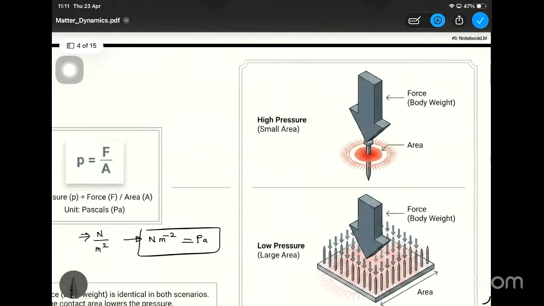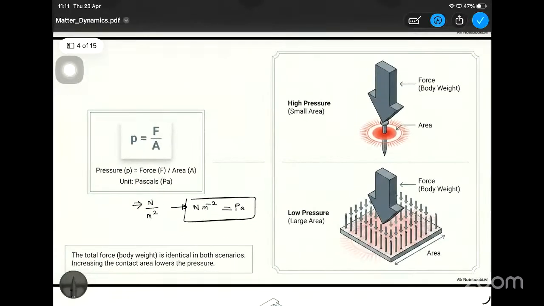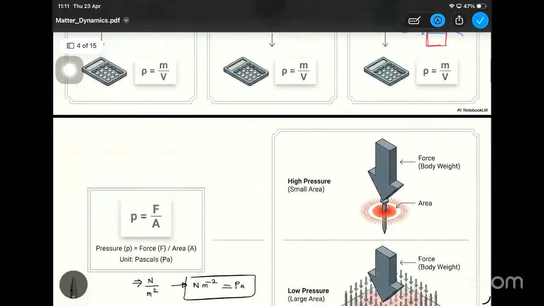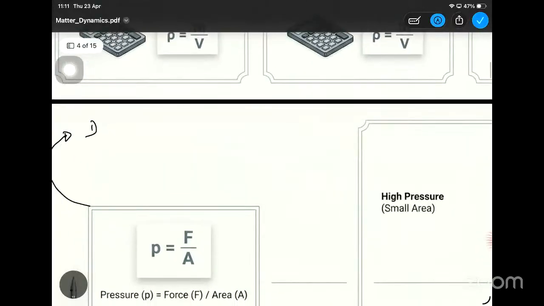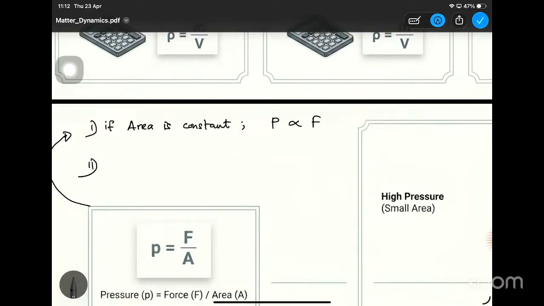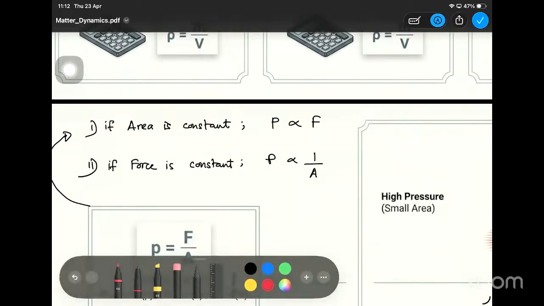Then in this situation, there are so many things that we can discuss here, right? If we use this equation, you can see that if area is constant, then pressure will be directly proportional to force. And the second one, if force is constant, then pressure will be inversely proportional to area, right? So it is better to remember these two relationships.